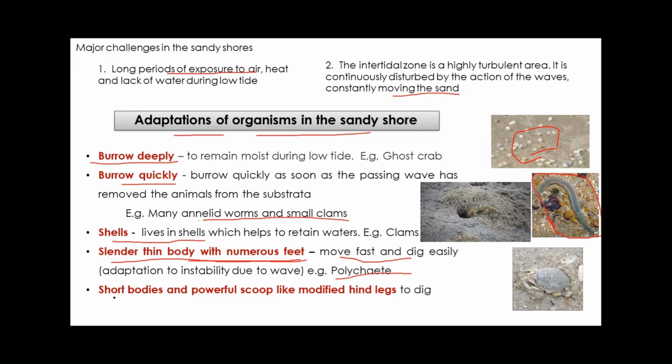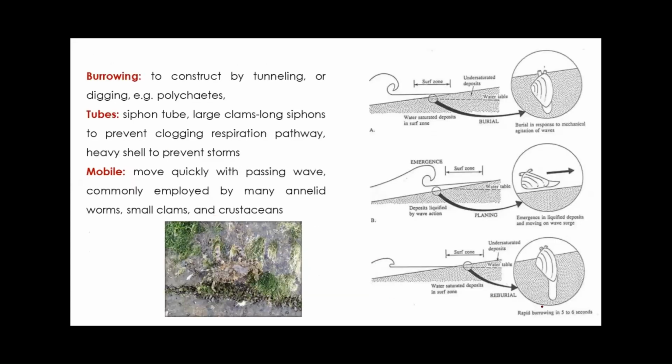And then you have the short bodies and powerful scoop-like modified hind legs in the mole crab, particularly to dig. For example, you can see here this particular mole crab has modified hind legs that act as a scoop. With the help of the scoop, it can quickly burrow and go deep. So this is again an example of adaptation in the sandy shore.